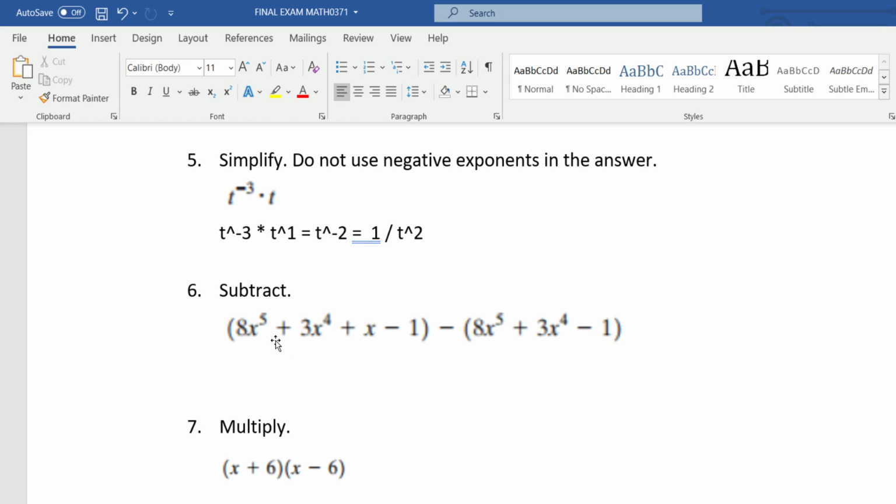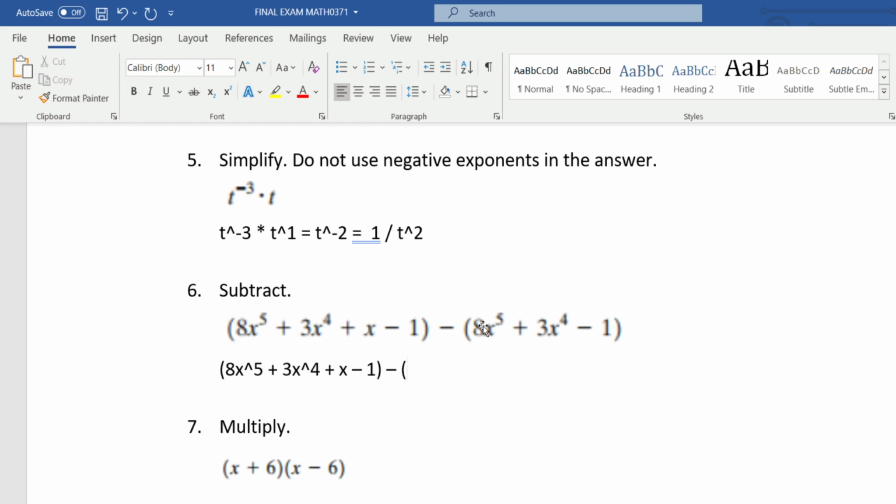Okay, so let's continue. Subtract. So this is 8x to the fifth plus 3x to the fourth plus x minus 1 minus the second polynomial. So we have two polynomials and we're subtracting one of them. The most important thing here is that, here I'll just rewrite the problem. So 8x to the fifth plus 3x to the fourth plus x minus 1. When you see a minus sign outside parentheses like this, you have to remember to distribute that minus sign to everything inside the parentheses.